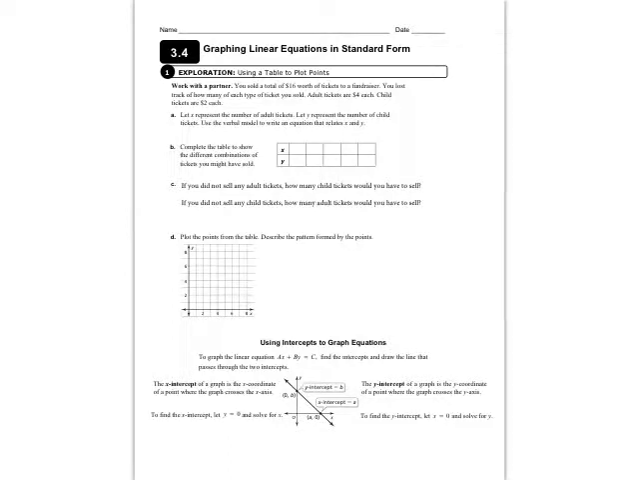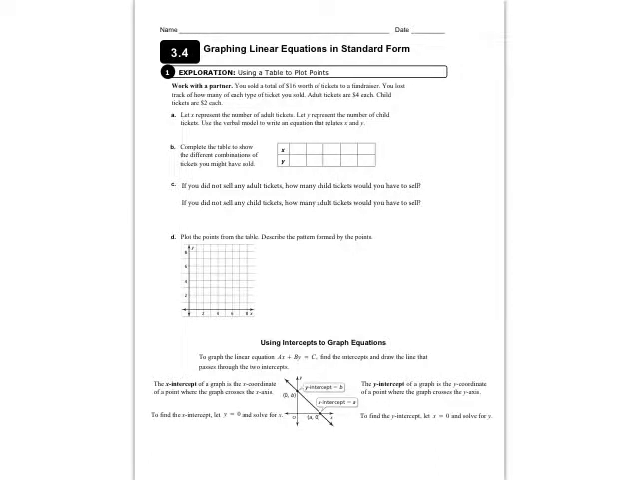It says that you sold a total of $16 worth of tickets to a fundraiser. You lost track of how many of each type of ticket you sold. Adult tickets are $4 each, and children's tickets are $2 each. So we're going to let X be the adult tickets, Y represent the children's tickets, and we want to write some kind of equation.